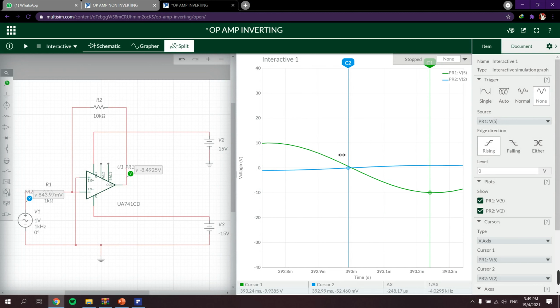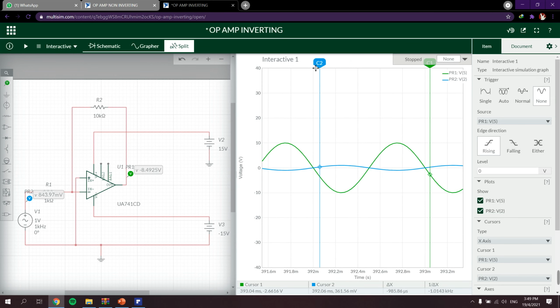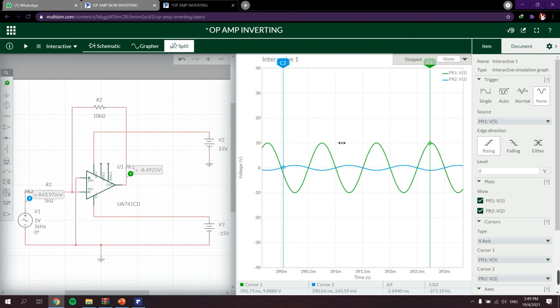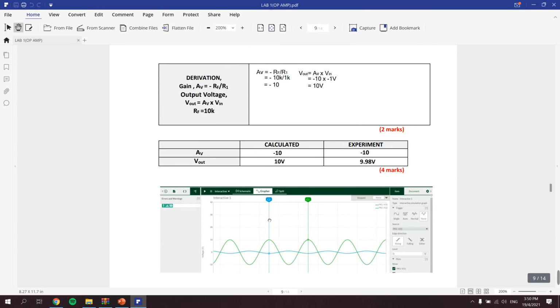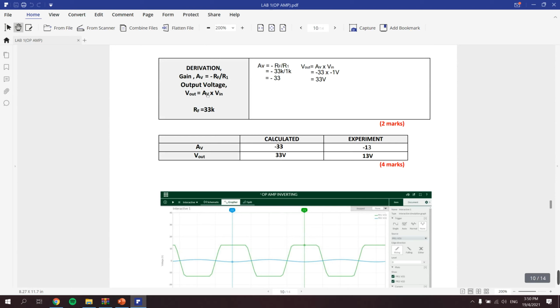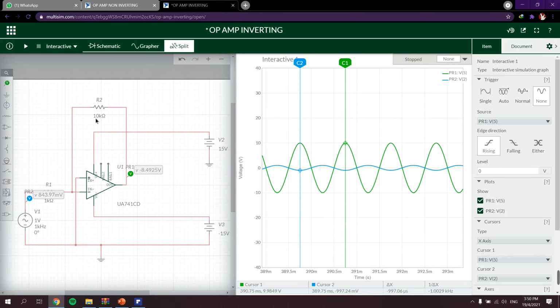After running the simulation, we got 9.98 volts for V out, which is around 10. And if I adjust here, we should get around negative 997 millivolt, which is negative 1 for V in. Next, we'll be doing the 33 kilo ohms for RF.